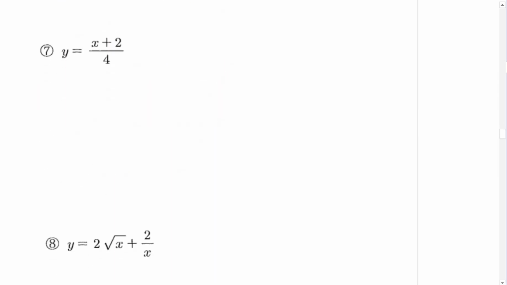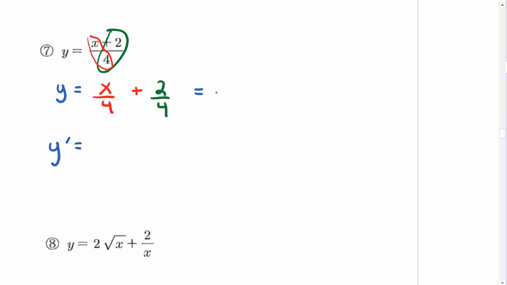Okay, so we move on to question number 7 here. 7 is not too bad. You just need to divide this 4 onto each term. So that's going to be x over 4 plus, and then we have this part right here, which is 2 over 4. All right, so if I want to take the derivative of that, y prime, maybe if you want, you can write that as 1 over 4x plus 1/2. But the slope of this line is just a quarter, right? So that's going to be 1 over 4.